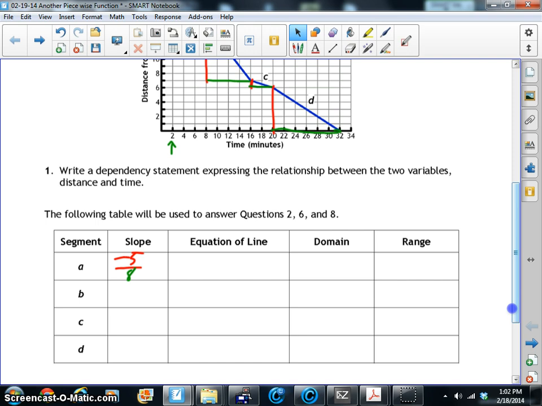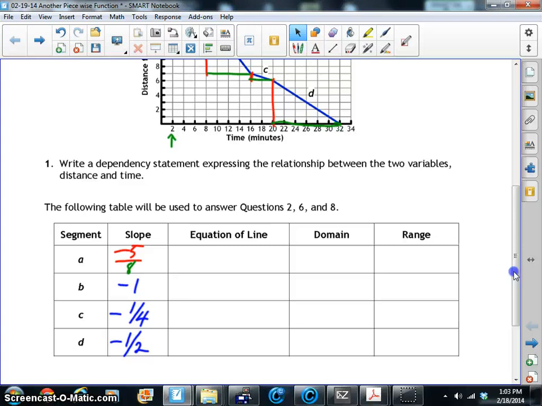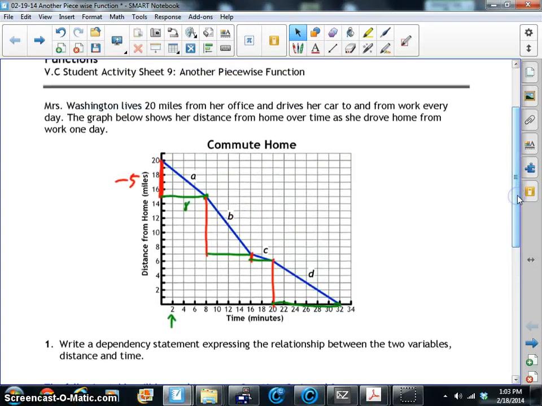So we're going to go ahead and find the rest of these. And there we have all of our slopes really, really fast. Wow, I was so quick on that, I didn't even know I did it.